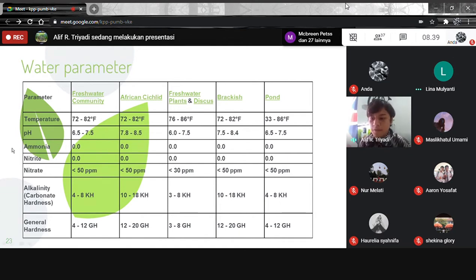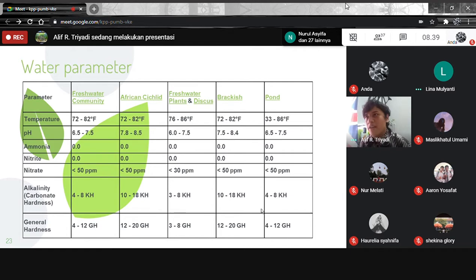Freshwater community fish usually need about this amount of pH and water condition. African cichlid needs this. Freshwater plants and discus fish need about this. Brackish water. Now, brackish water is in the mid between freshwater and seawater. So you actually need a high amount of general hardness and alkalinity. And ponds about this.